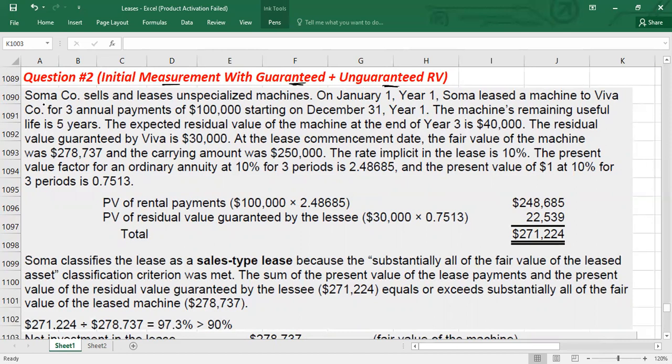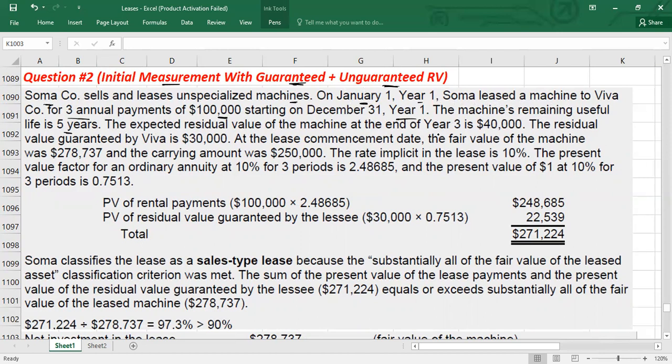Here we have Soma Company, which sells and leases an unspecialized machine on January 1, year 1. Soma leased a machine to Viva for 3 annual payments of 100,000 starting on December 31st, year 1. The lease duration is 3 years. The machine's remaining useful life is 5 years, but the lease term is 3 years.